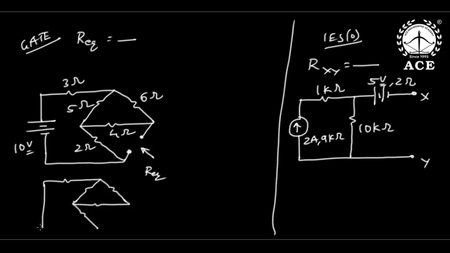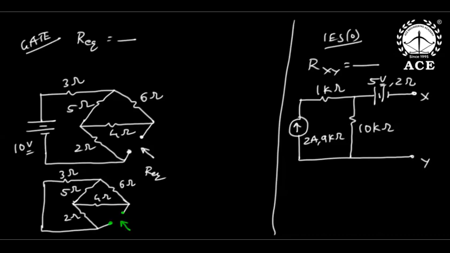Now remaining things I'm writing again. This is now 3 ohm, this is 5 ohm, this is 6 ohm, this is 4 ohm, this is 2 ohm. Okay, you're looking from here. Yes, voltage source short, and you're looking from here.